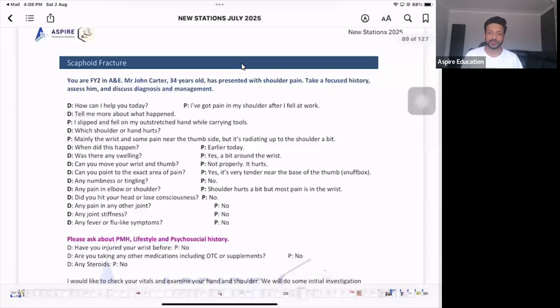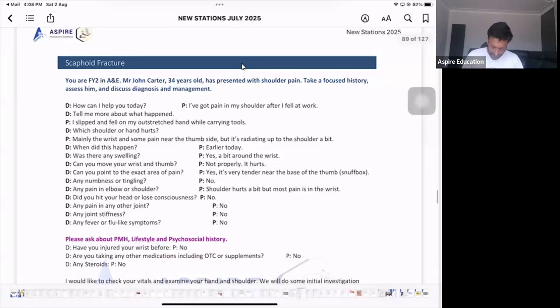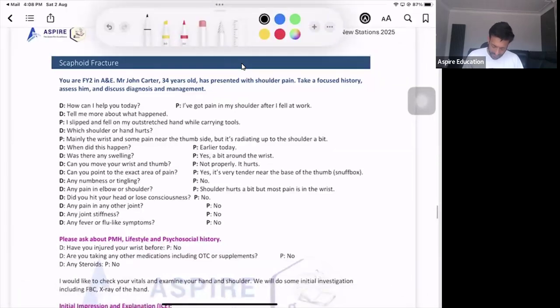All right, guys. So let's begin. So what happened is we had a scenario on a scaphoid fracture. So I'll be discussing it in detail. So what exactly happened? You had a scenario, the patient came to you in A&E, a young guy, 34 years, and presented with shoulder pain.